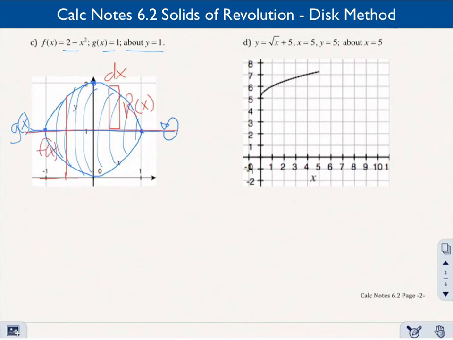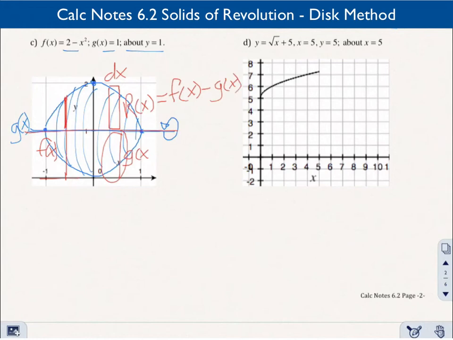But we don't want the whole thing, we just want this part. And so we have to think we're actually going to be subtracting this amount, which is actually g of x. So r of x, in this case, the radius, is going to be f of x minus g of x.